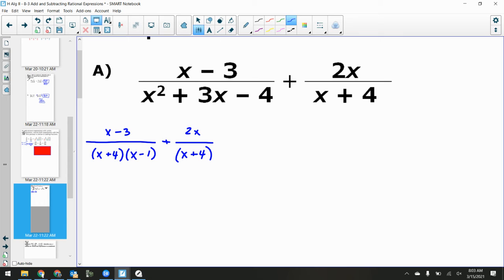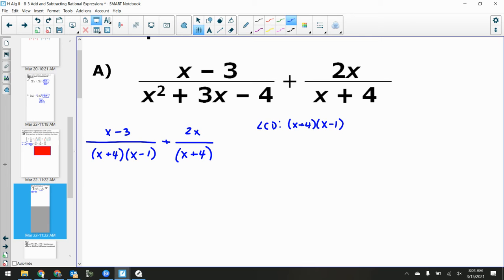Every time we do one of these problems, I would like you to list out what your LCD is. Okay, so that means my LCD is going to include all of this one here: x plus 4, x minus 1. Then look, do I have to add in any factors? No, because the x plus 4 is already there. So I don't need to rewrite it again. I don't need to have an x plus 4, x minus 1, x plus 4. Now the x plus 4 is already there, so that's my full LCD.